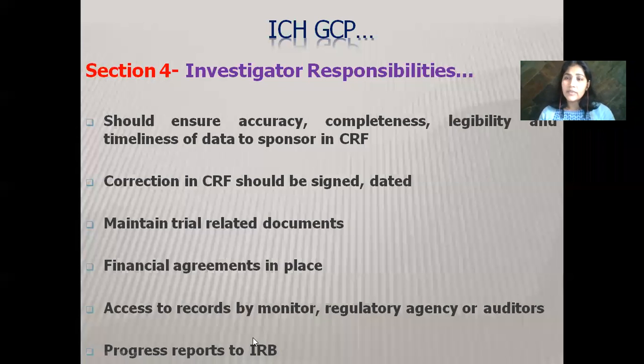Then progress report to IRB. Every time the clinical trial is going ahead, the investigator has to make sure that he is providing them with the interim report of that clinical trial. So how much we have reached so far, how many phases we have crossed, how much time in phase 1 we have crossed, and what are the updates so far. Okay.